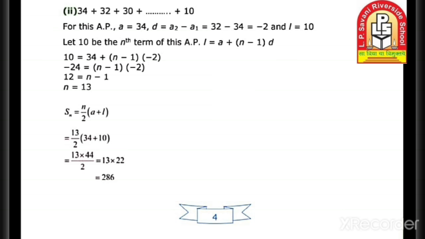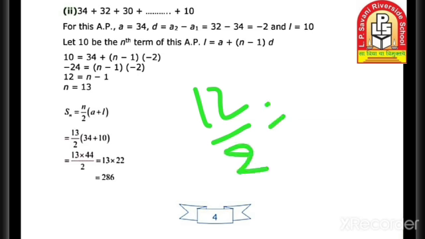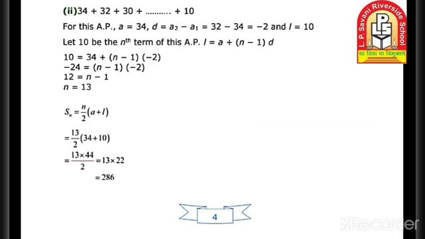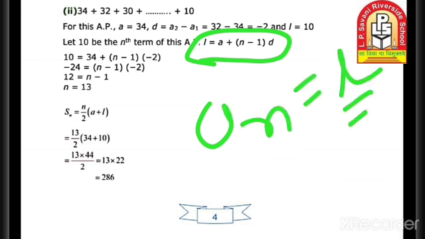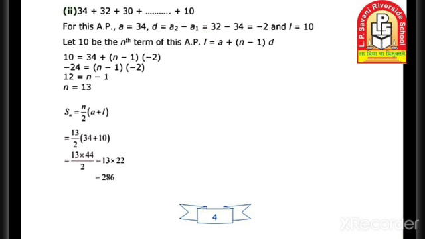So here we get 12 upon 2, that is 6. Okay, so 12 is equal to n minus 1, so n is equal to 13. By using this formula, this is the formula of an, but an is equal to L, because we assume our last term is L, so we put L in place of an in this equation.